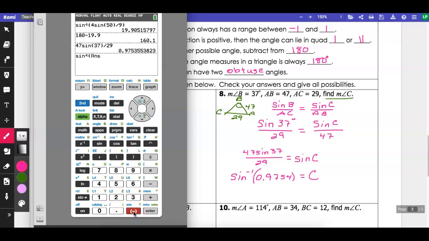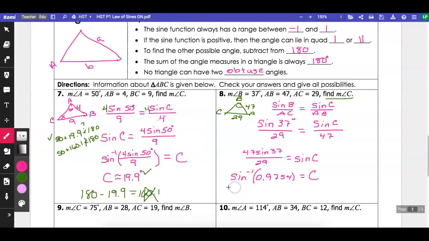That's going to take your 0.9753553823 and put it in here. This is what we're looking for. We click enter, and this gives us the most exact value for our angle. So then what we know is that our angle is approximately 77.3 degrees. So C is approximately 77.3 degrees. So several things we have to check.